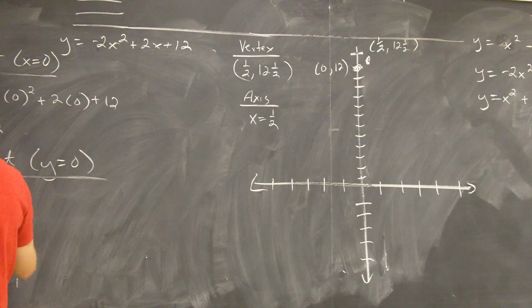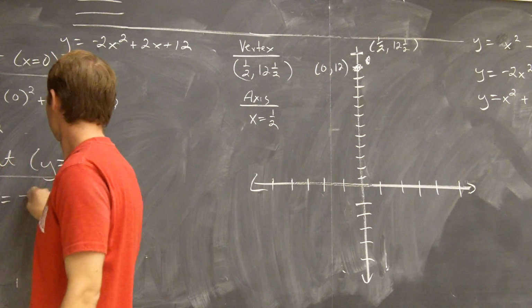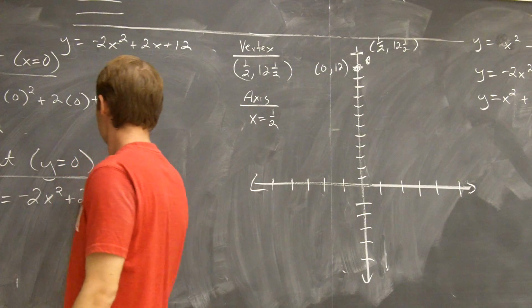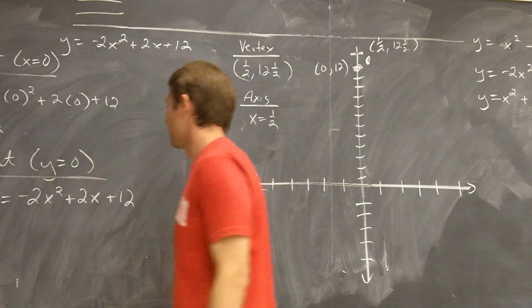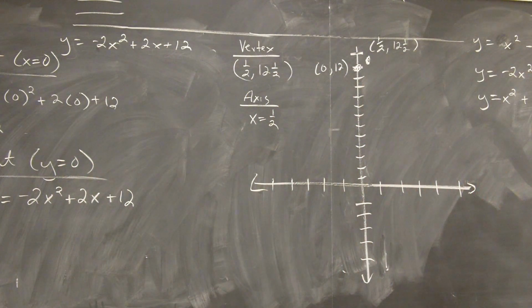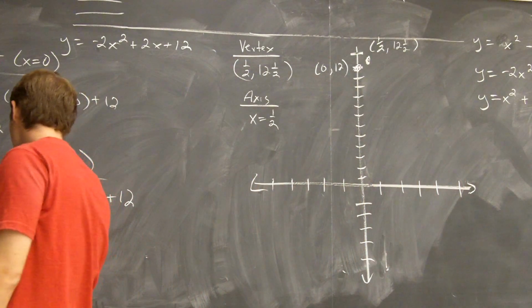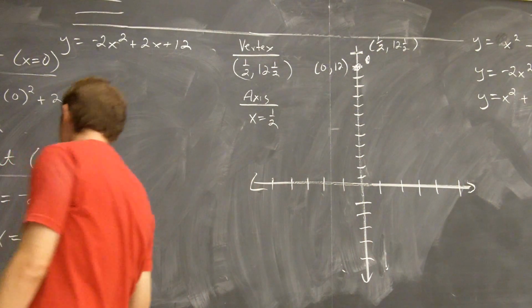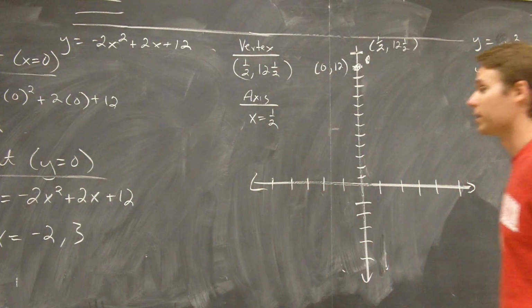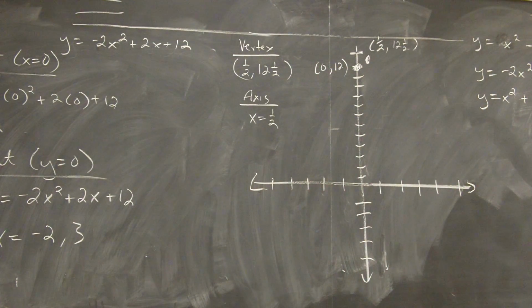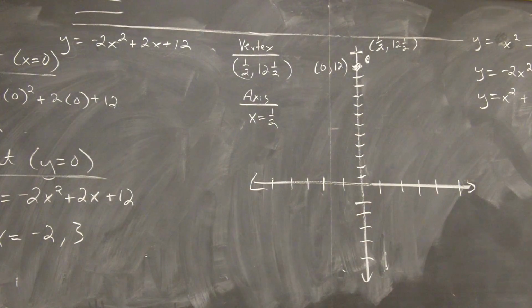So we'll set y equal to 0. We'll try to solve this equation. 0 is equal to negative 2x squared plus 2x plus 12. Now if you use some of your factoring techniques or some of our other techniques we worked at, you end up getting that x equals negative 2 and x equals 3. So just to save us a little time there, you should be able to use other things from this lecture to figure those numbers out.